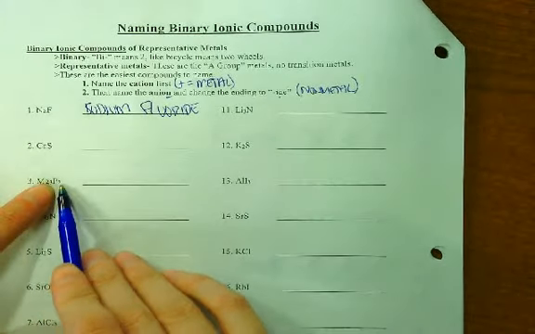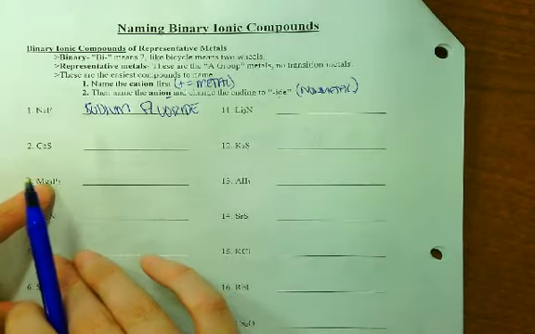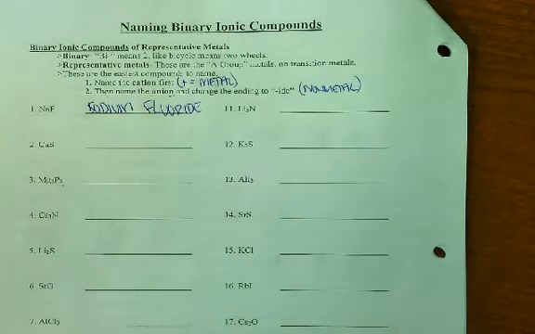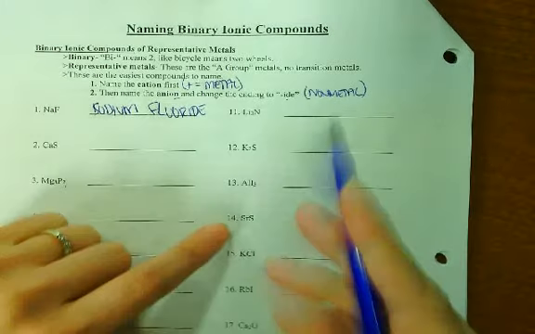These numbers don't change the way we name it. Not for this kind of thing. These little subscripts, these numbers are going to come into effect when we do transition metals on pages 6 and 7 of the homework. Okay, so that's how you name binary ionic compounds.